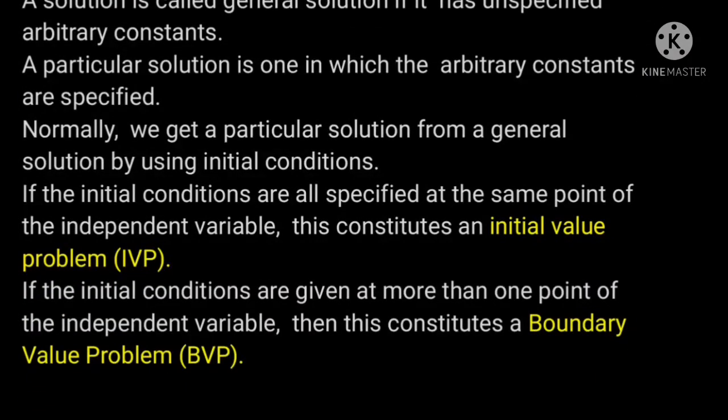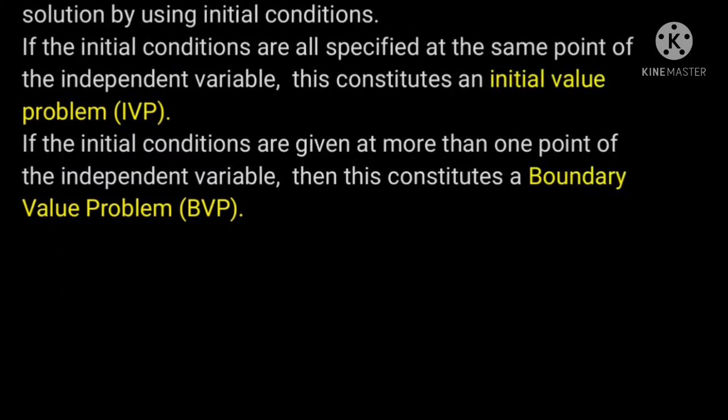If the initial conditions are all specified at the same point of the independent variable, this constitutes an initial value problem. If the initial conditions are given at more than one point of the independent variable, then this constitutes a boundary value problem. Let's take a few examples.